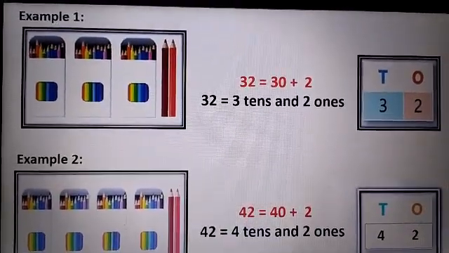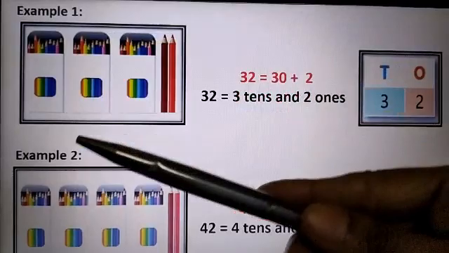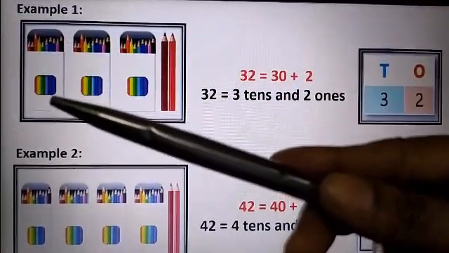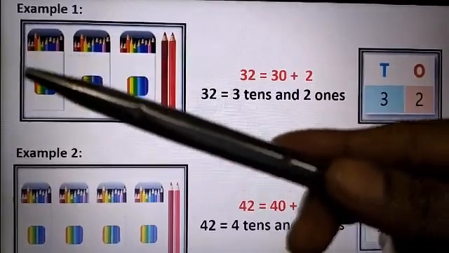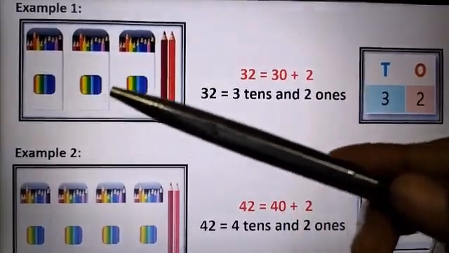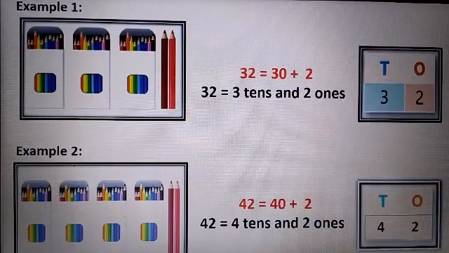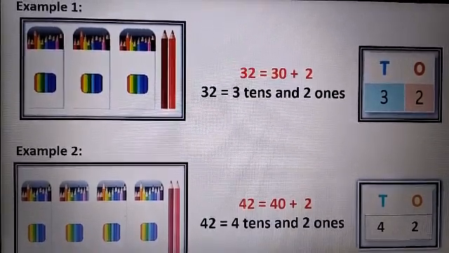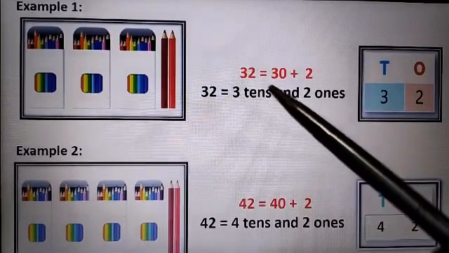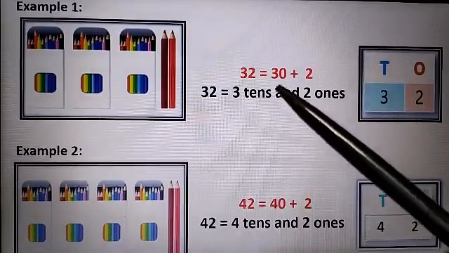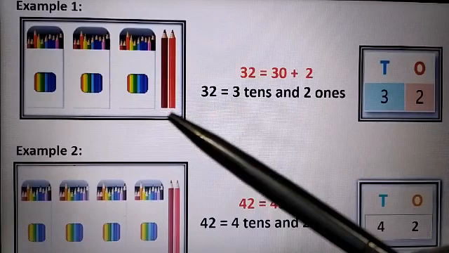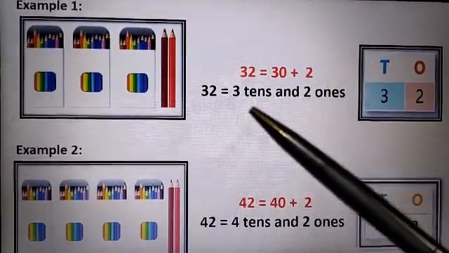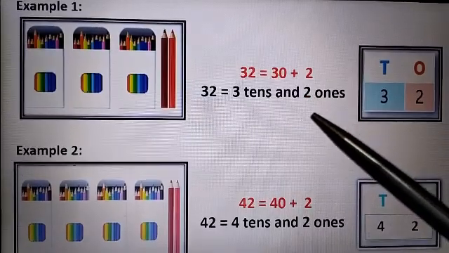Next. Now let us see a few more examples. 1, 2, 3. There are 3 sets of crayons. Now each has how many colors? 10 colors. Now 10 plus 10 plus 10. How many color pencils are there? 30. Very good. So here it is written 30. Plus, how many ones are there? 2 ones. So here it is written 2. 32 is 3 tens and 2 ones.